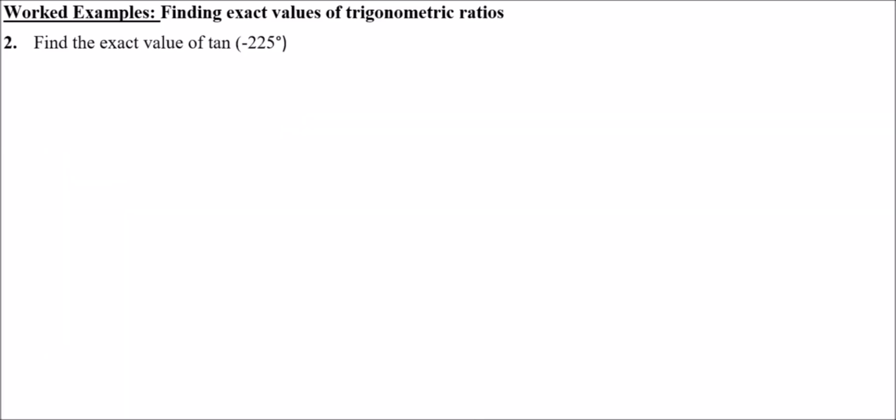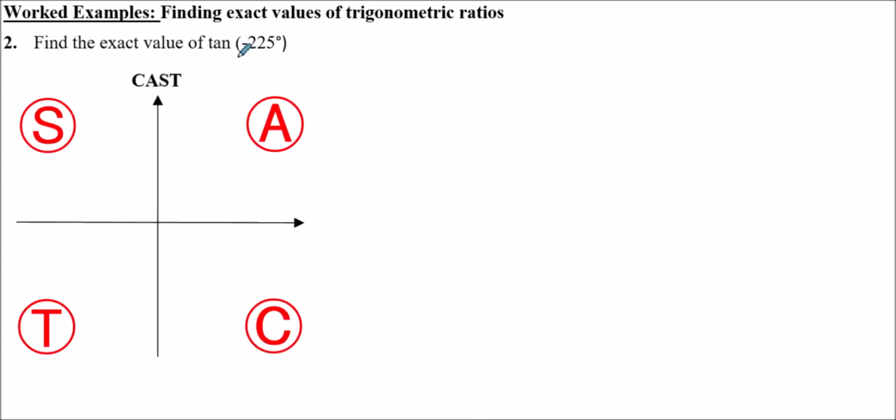Another example, find the exact value of tan of minus 225. So again, let's get the CAST diagram ready. Here it is. This time, as you can see, this angle's negative. With a CAST diagram, we measure negative angles clockwise from the positive x-axis. So we're going to start here and go this way round. So minus 225. So just sketching it on. That's minus 90. Minus 180 plus another 45. It's going to be somewhere here.